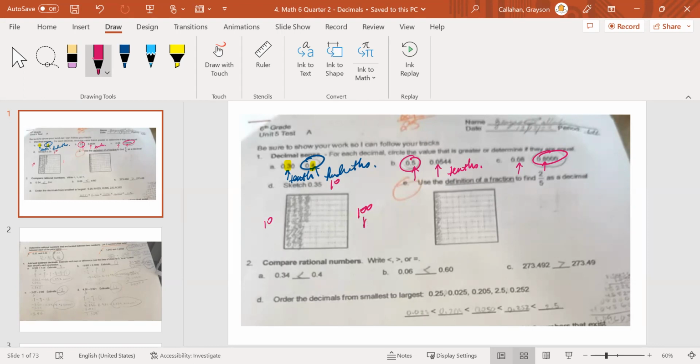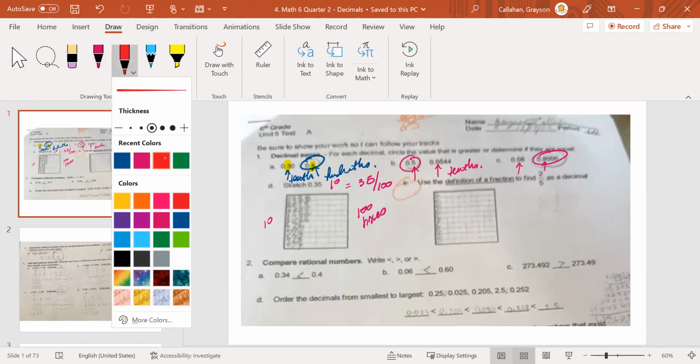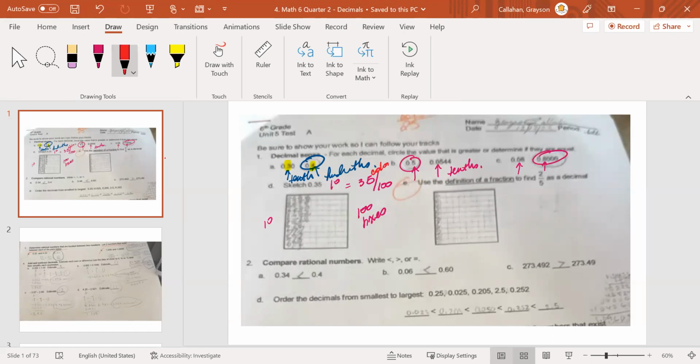So this one is a 10 by 10, right? So you know there are 100 boxes inside, correct? If you're doing 0.35, you're looking at 35 out of 100 boxes, which means you're going to go ahead and color 35. So you did that right there, so that's good.